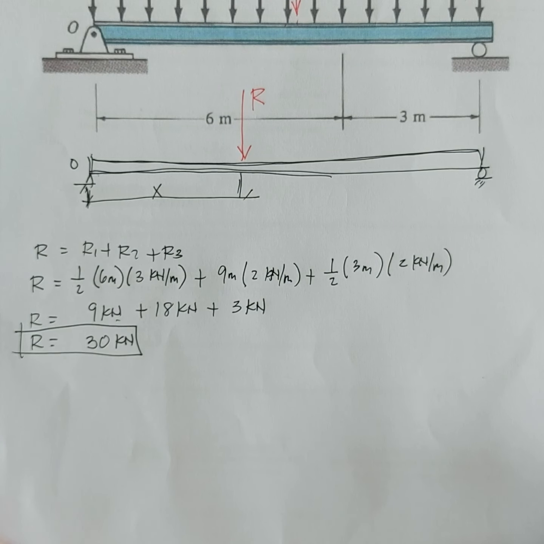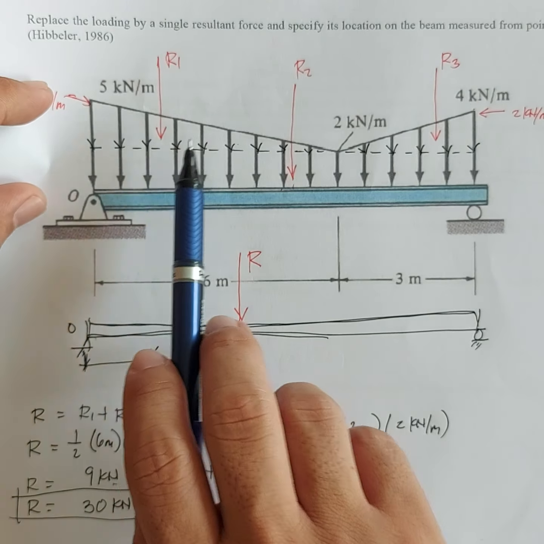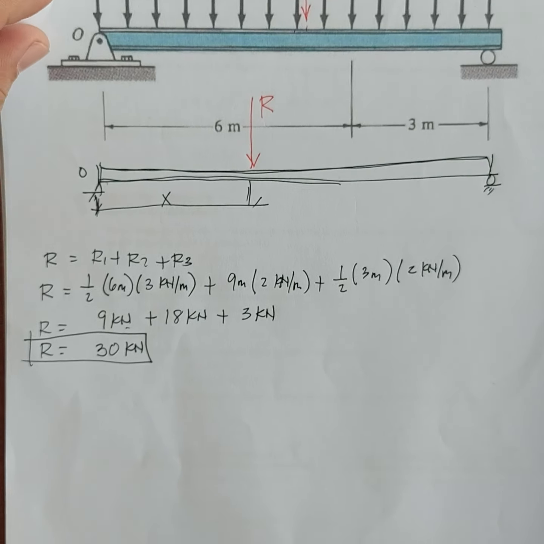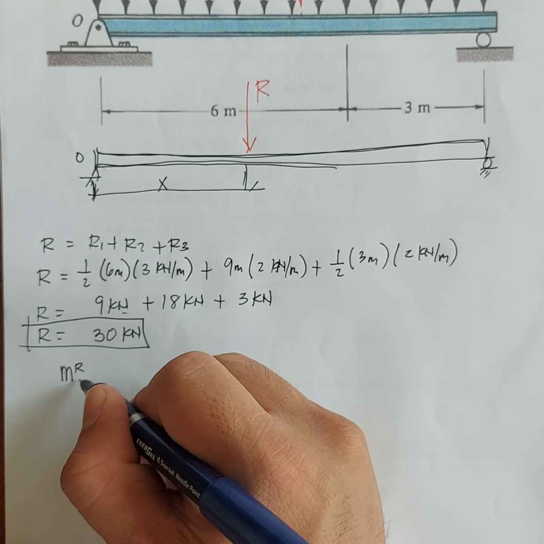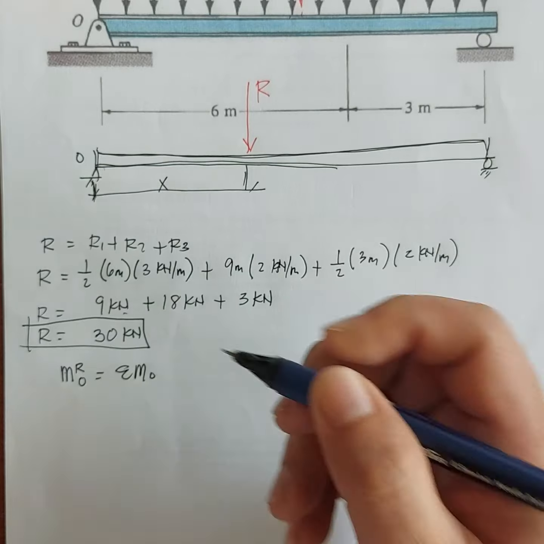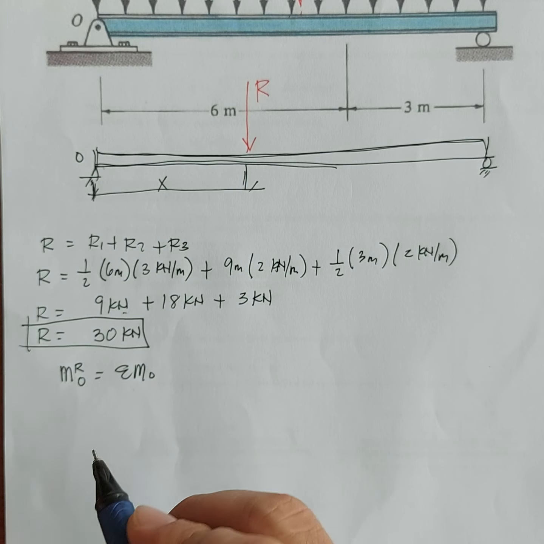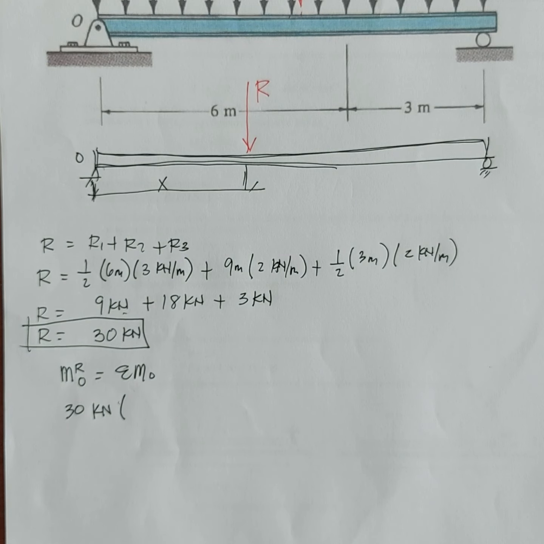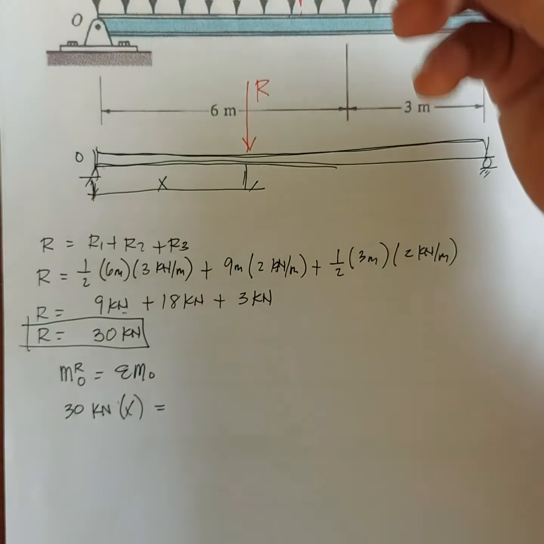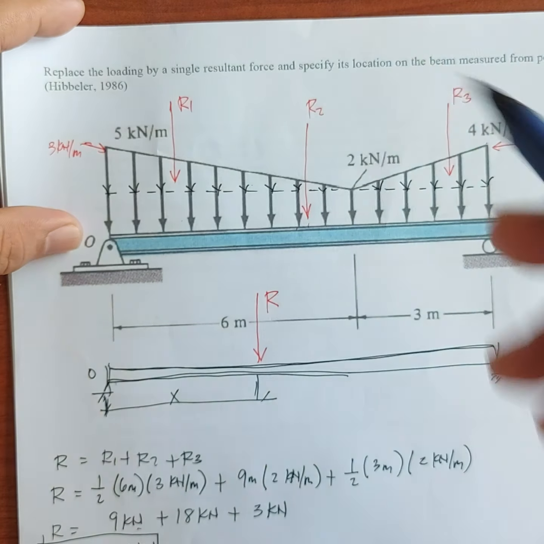So what principle do we use to solve for its location? The principle of moments. The moment of R about point O should be equal to the moments of R1, R2, and R3 about point O. So the moment of the resultant force about point O is equal to the summation of moments about point O. R creates a clockwise moment about O, so that is positive 30 kilonewtons times x. It's equivalent to the moment of R1 about point O. R1 creates a clockwise moment about point O.